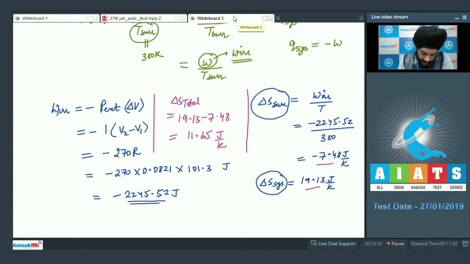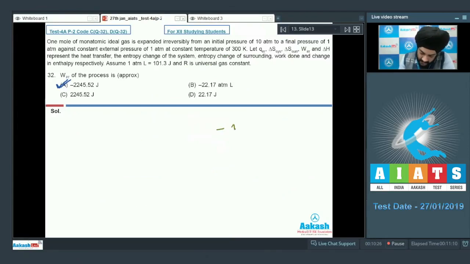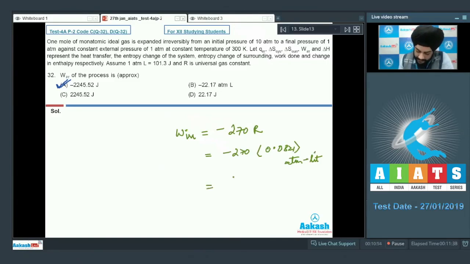So if you talk about the work done in atmosphere liters, we have the value of work equal to minus 270 R in atmosphere liter. So we have to put the value of R in terms of atmosphere liters, which will give us a value of 270 into 0.0821 in atmosphere liters. This on simplification will give us a value equal to minus 22.17 atmosphere liters. So students, for this question, option B is also correct. So we have to select both option A as well as option B as the correct answer in question number 32. Let us look at the next question now.